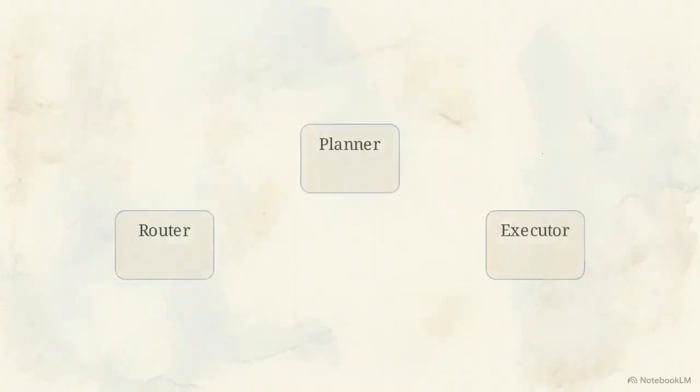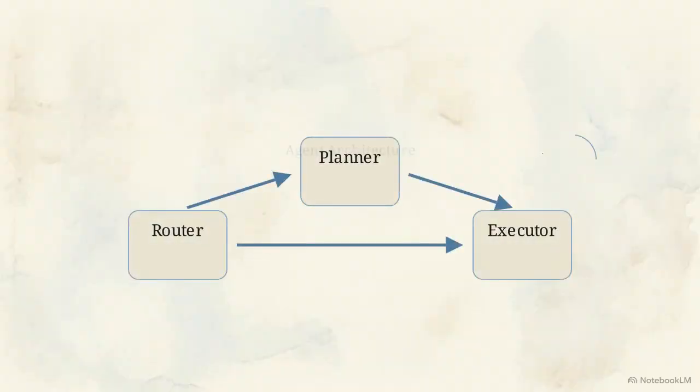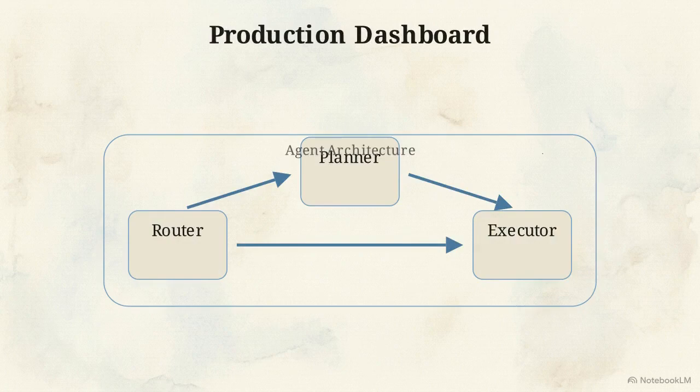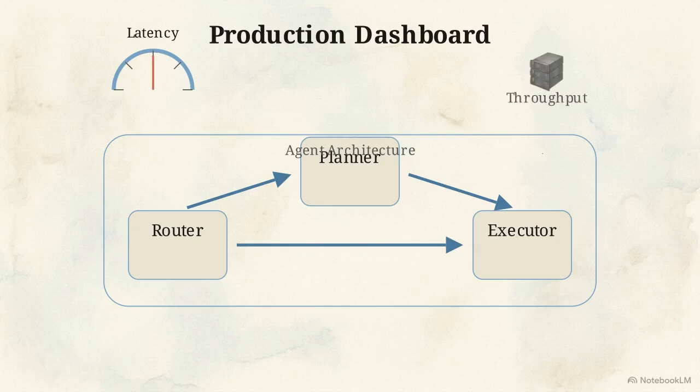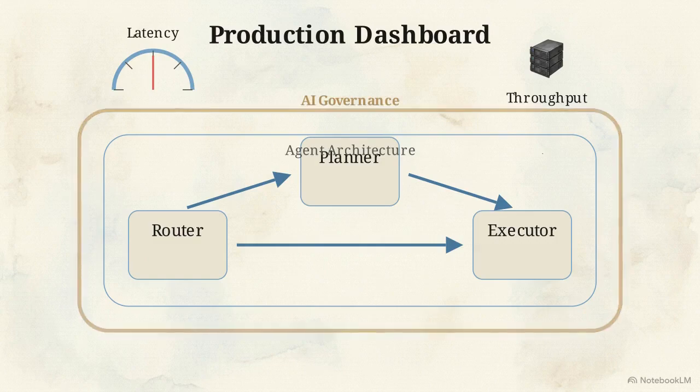Once built, we shift into a production context to manage enterprise realities. We monitor latency, the time delay between a request and response. In real-time applications, every millisecond counts. We also track throughput, which measures the total capacity to handle parallel requests across the infrastructure. Scaling safely requires AI governance, a framework of policies ensuring the system remains responsible.